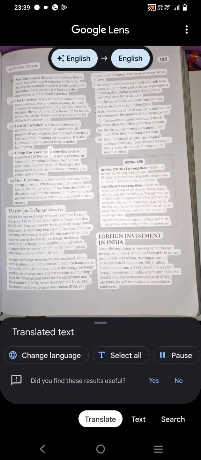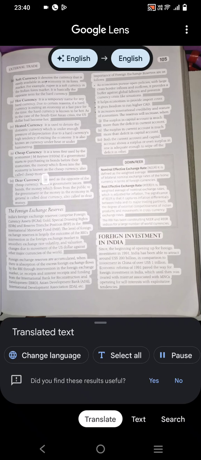Cheap currency. It is a term first used by the economist J.M. Keynes, 1930s. If a government starts repurchasing its bonds before their maturities, the money which flows into the economy is known as the cheap currency, also called cheap money.